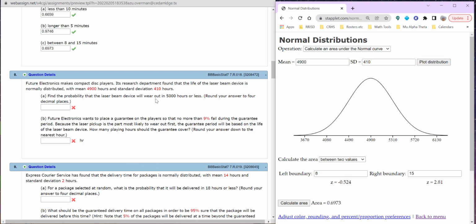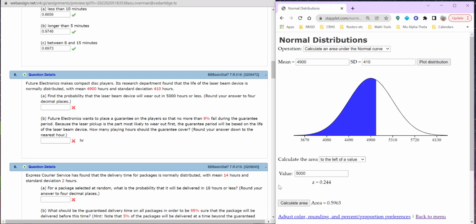All right. Find the probability the laser beam device will wear out in 5,000 hours or less. So this is the life, and so I'm looking at 5,000 or less. So I'm going to say to the left of, calculate area, and it looks like it's 0.5963.